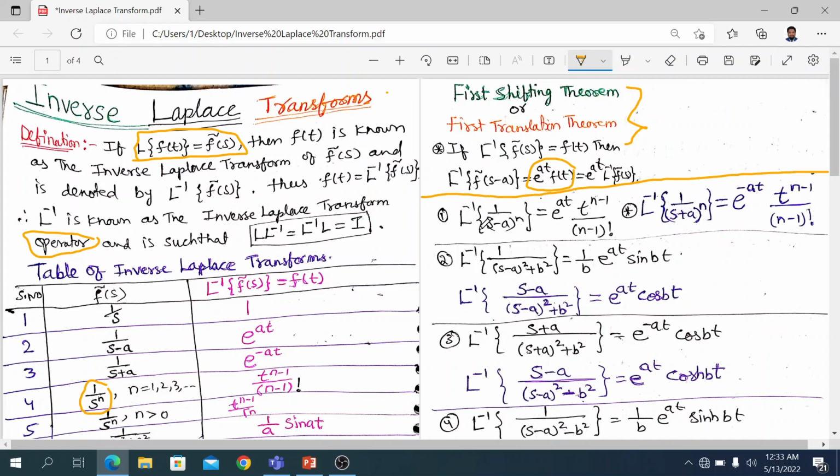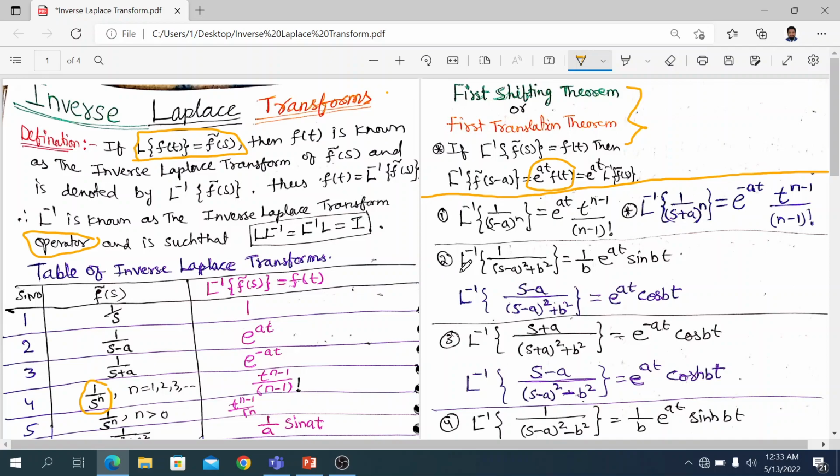Laplace inverse of 1 by s minus a whole power n is equal to e power of at t power of n minus 1 by n minus 1 factorial. If it is s minus a, e power of at. If it is Laplace inverse of 1 by s plus a whole power n, it is e power of minus at, t power of n minus 1 by n minus 1 factorial. Both are the same. The difference is: here s minus a gives e power of at, here s plus a gives e power of minus at.